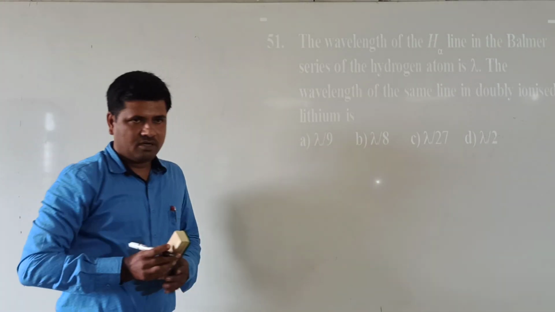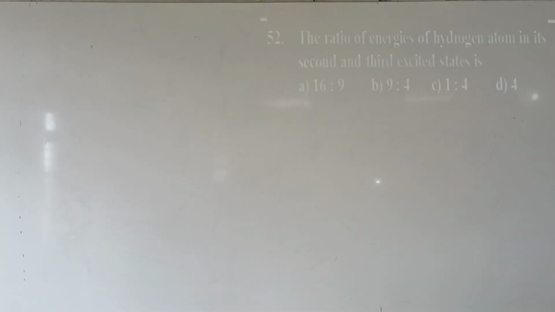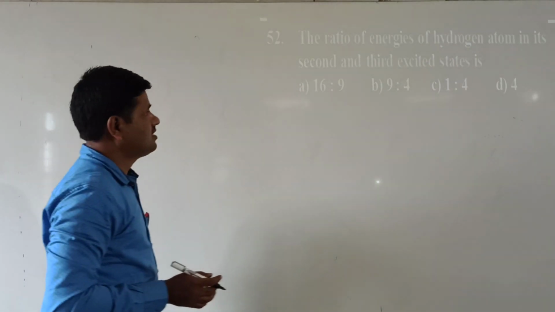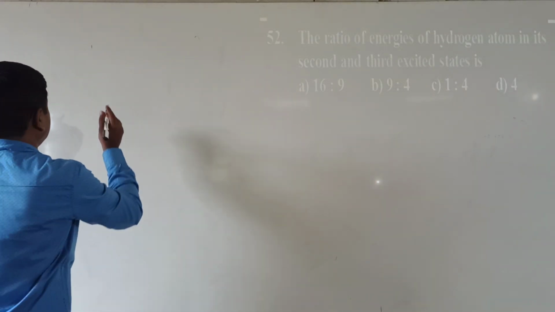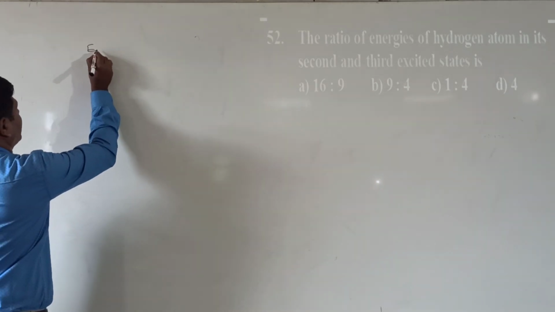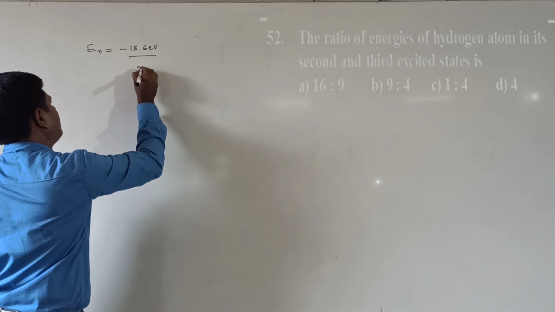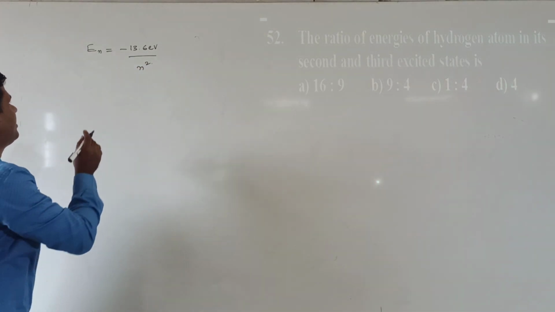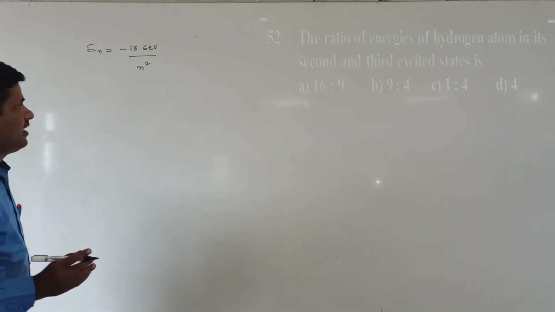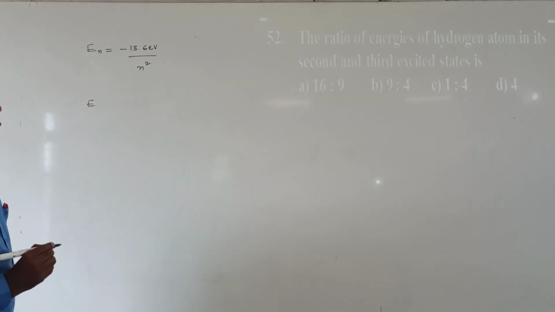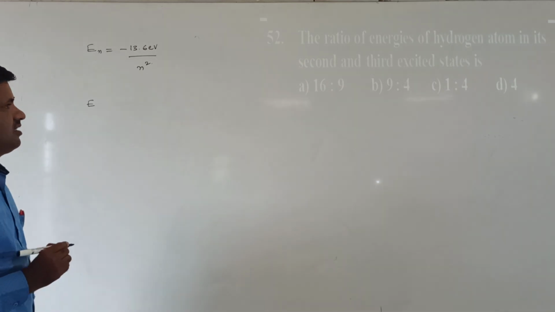Next, come to question number 52. The ratio of energies of hydrogen atom in second and third excited states. The energy of the electron in hydrogen atom is En equal to minus 13.6 electron volts by n square. So I am writing here the energy of the second and third excited states.